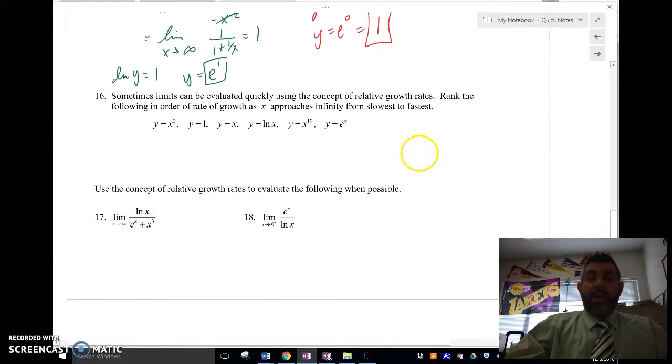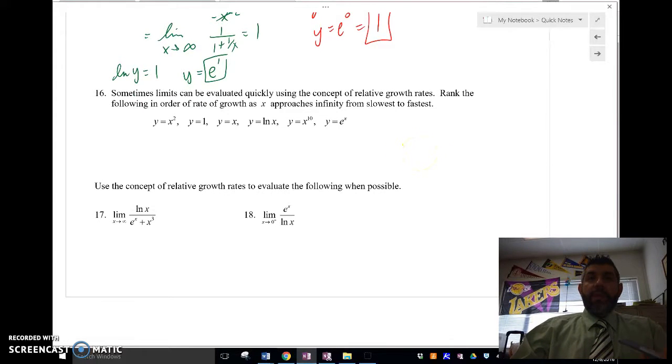Now let's talk about sometimes solving these limits using the idea of relative growth. Basically the idea here is that some functions grow faster than other functions. In this case, I'm going to show you how these functions grow. In general, a logarithm is going to grow the slowest, and then a square root grows pretty slow. A power function is going to grow next slowest, and then usually an exponential grows the fastest.